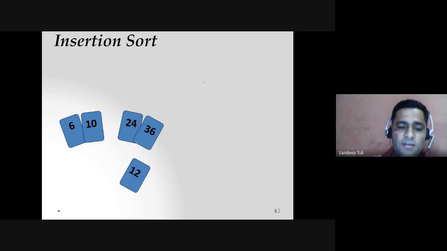Now second condition. अब suppose I need to insert 4. Instead of 12 it is 4. Now what?